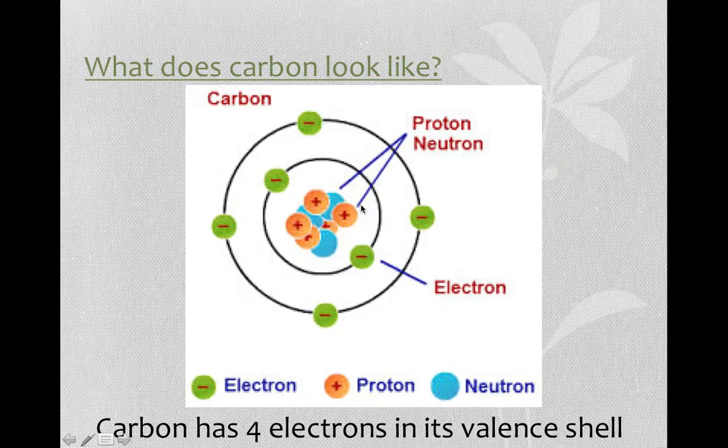One important thing to note, I'm going to go back here for a moment. In this outer shell right here, carbon wants 8. And that's going to be true of every single element that we look at today. 8 is the magic number. That's what all of these different elements want. In their outer shell, they want 8 different electrons.